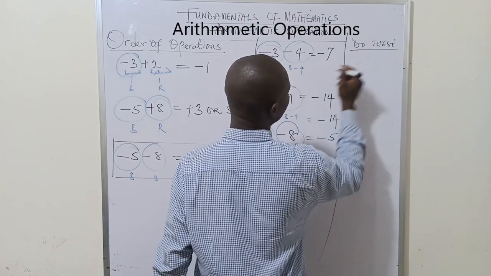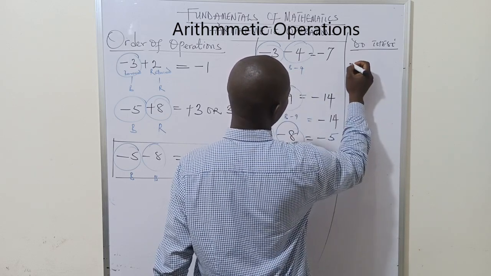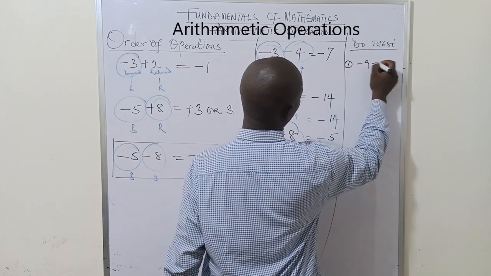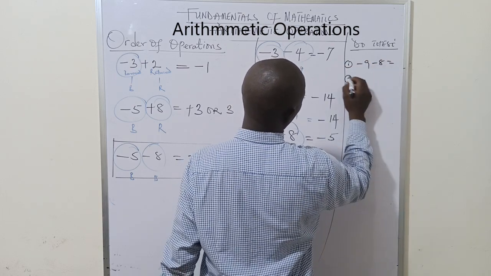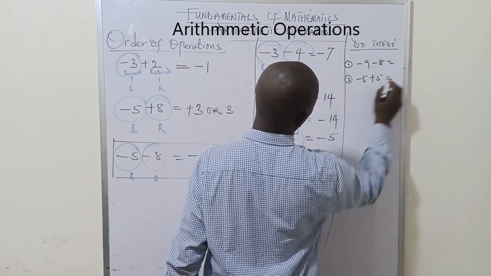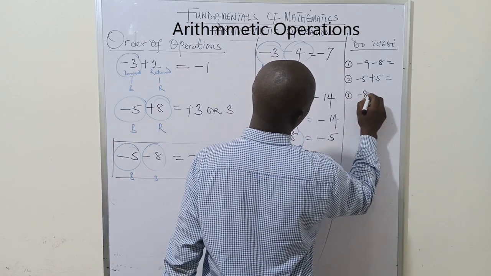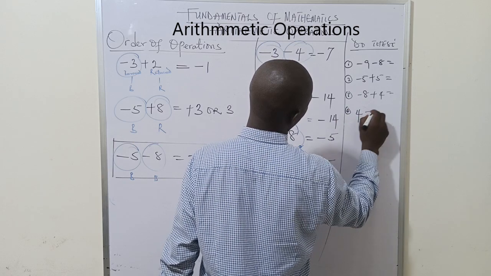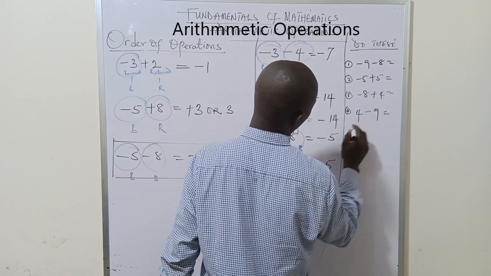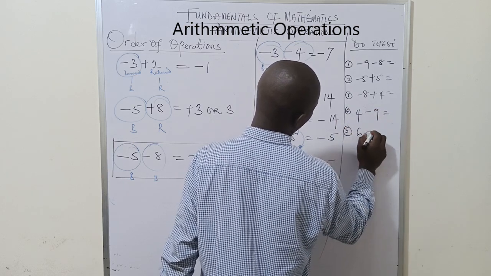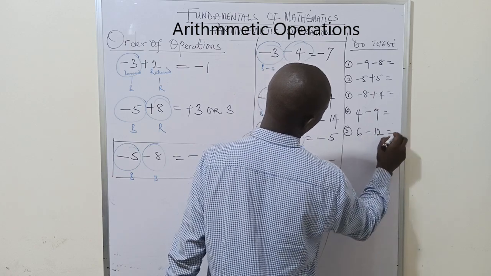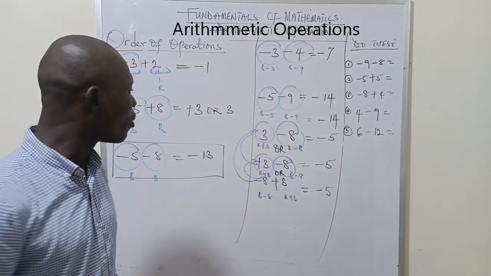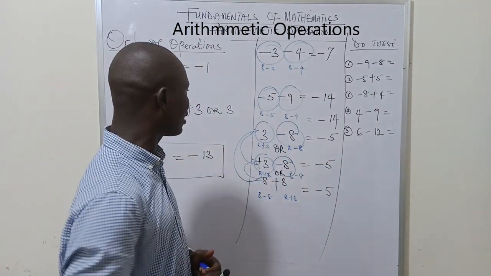Simplify or evaluate or give answers to this. Number 1, minus 9 minus 8, minus 5 plus 5, minus 8 plus 4, 4 minus 9, 6 minus 12.